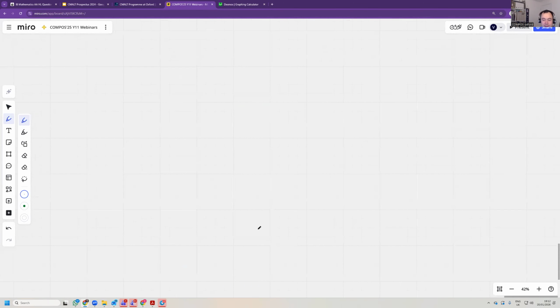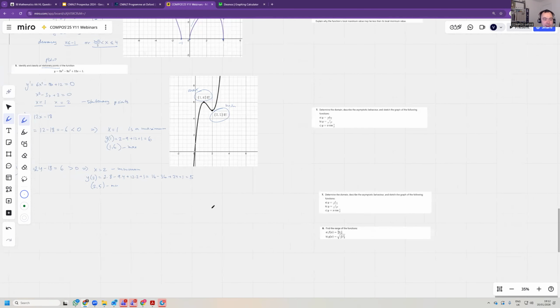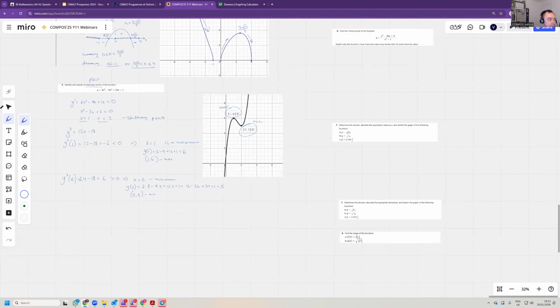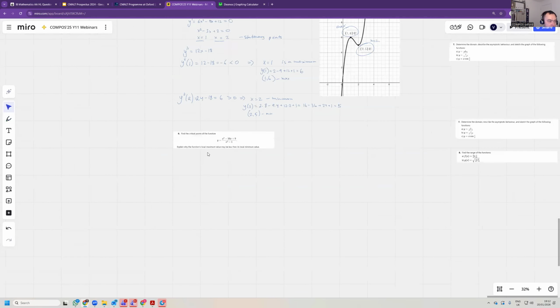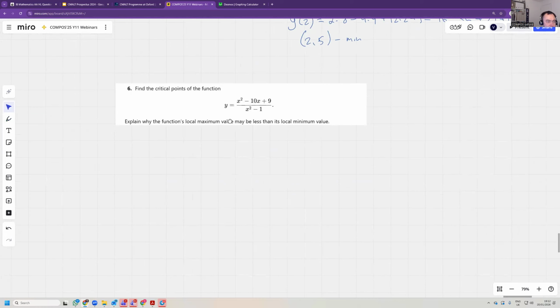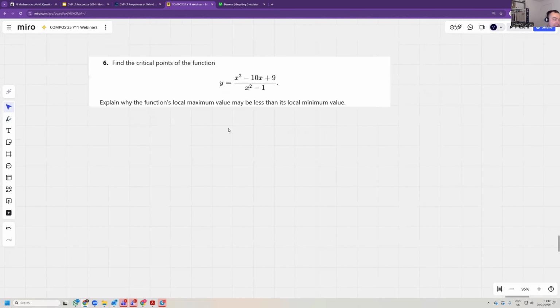Right, question 6. Find the critical points of the function. Critical points is the same as stationary. Critical means stationary.